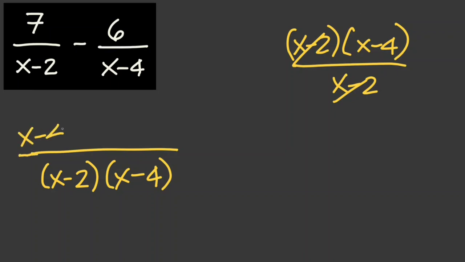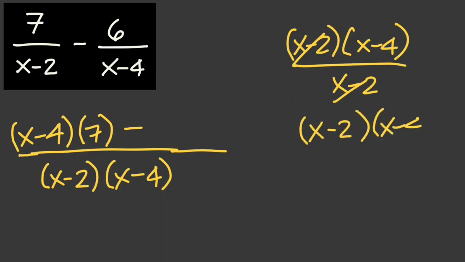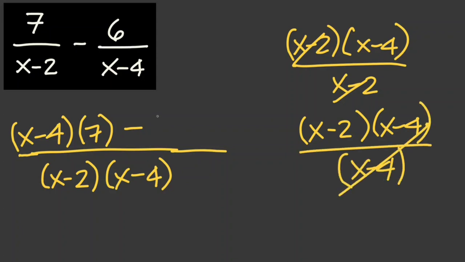So that is x minus 4 times our numerator, which is 7. And then we copy the operator sign, which is minus. Then we do the same thing with the second expression, which is 6 over x minus 4. That is x minus 2 times x minus 4 divided by x minus 4. The x minus 4 cancels out, so we are left with x minus 2 multiplied by our numerator, which is 6.